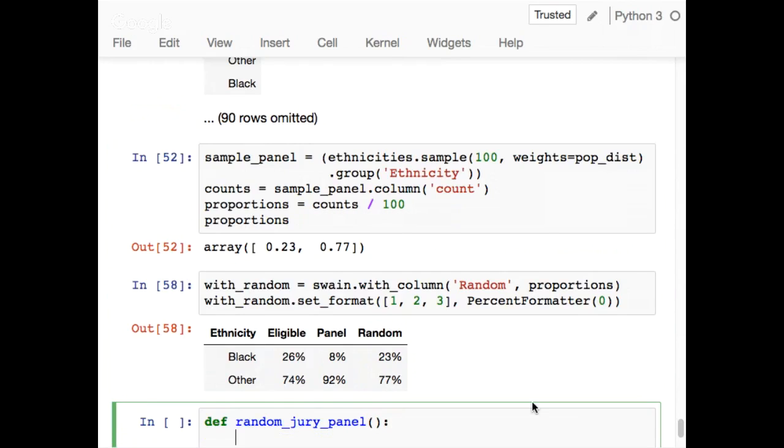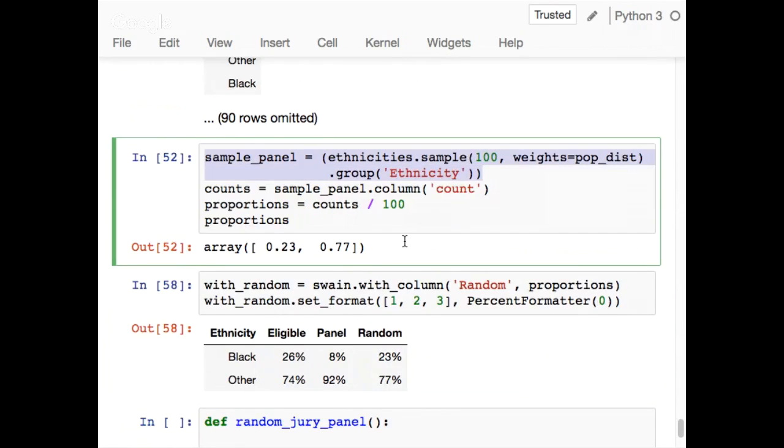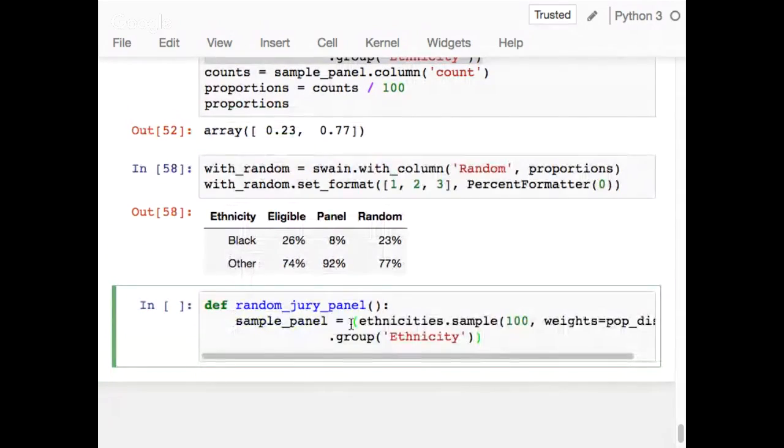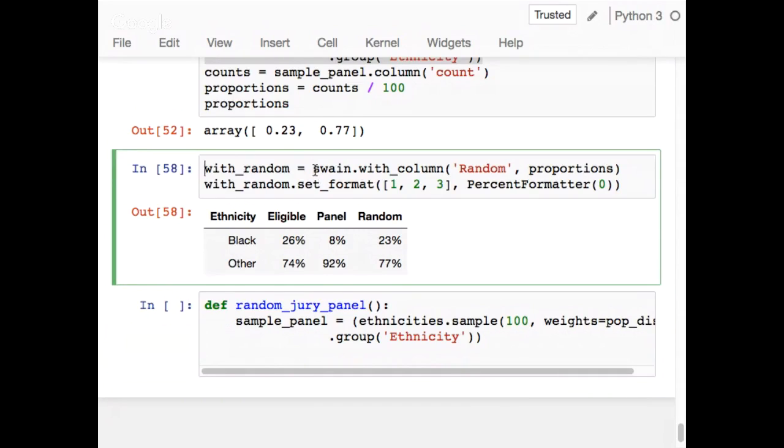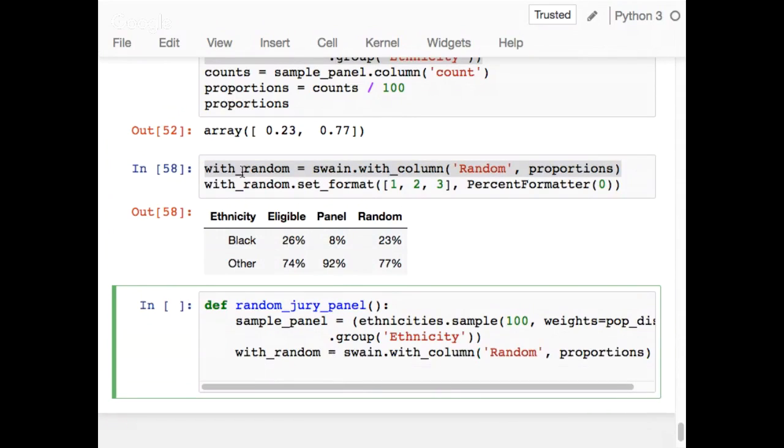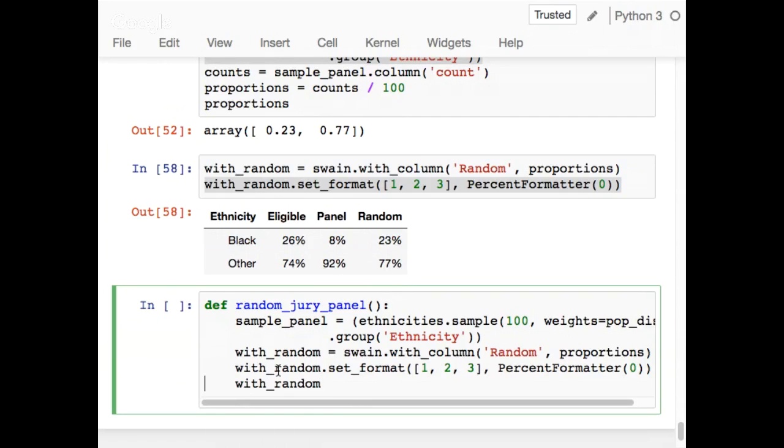Oops. Okay. And I'm going to take this, put it in there. And I'm going to take that, put it in there, copy and paste, copy, paste, copy, paste. And I want to return this table.